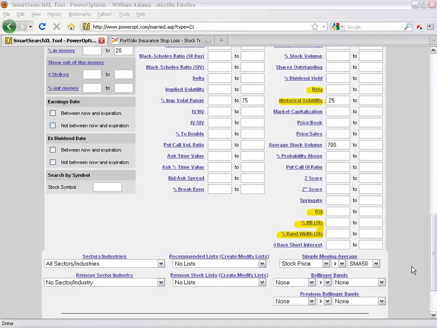And that will help you to identify the Bollinger Bands. Again, something I don't use as a starting point, might evaluate later as I get deeper into the research, and we'll discuss that in the next presentation.